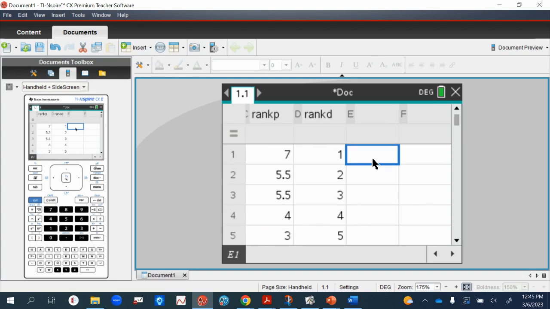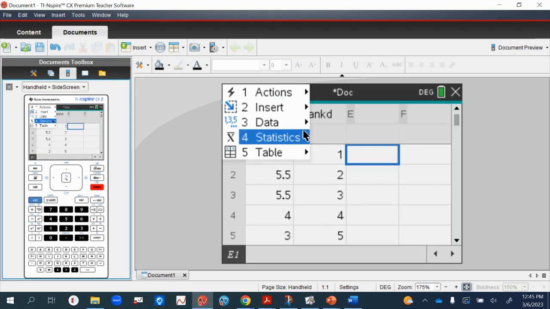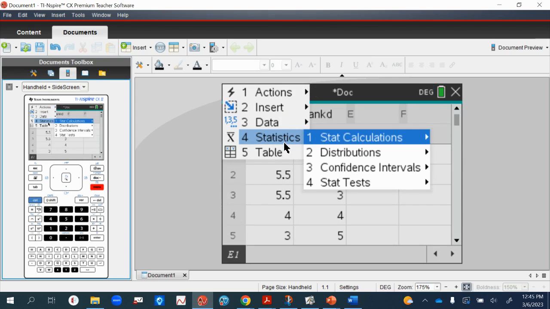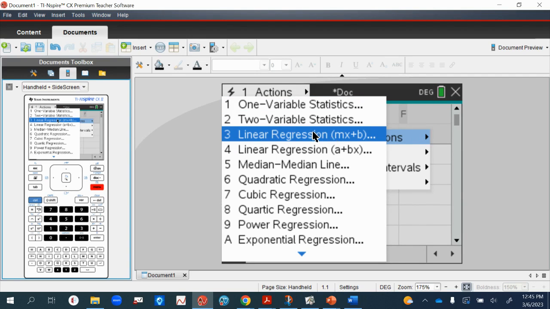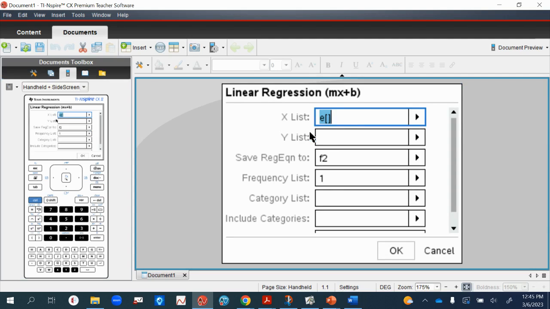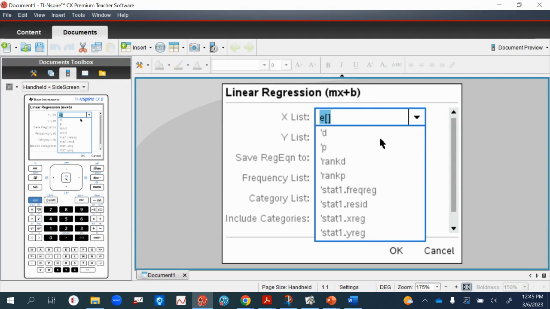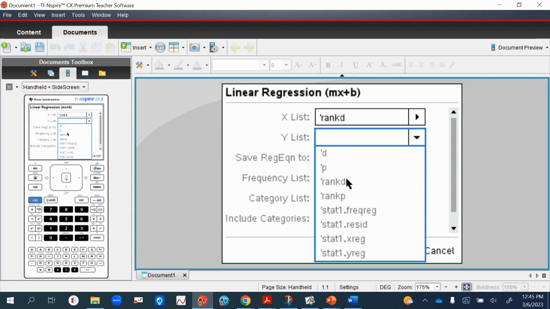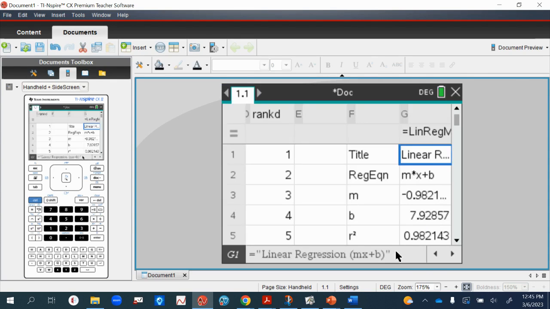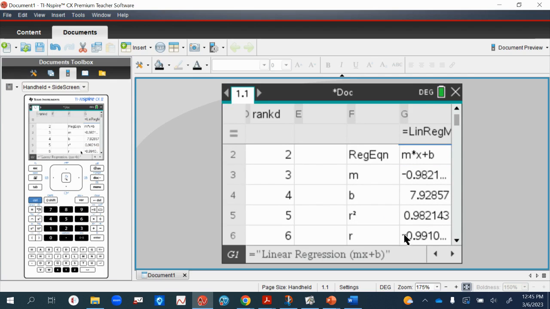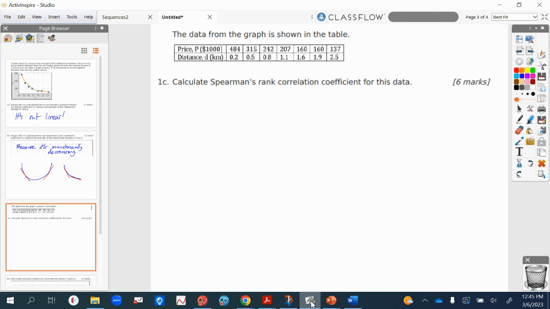And then what you do is you can go into an empty cell, and you can go into Actions. There you go. You go into Statistics, Stat Calculations, go into Linear Regression like we did yesterday. And this time you select the rank. So you select rank D, and rank P, and then click on OK. And what you get here, the R value this time, used with the rankings, gives you Spearman's rank. So it's minus 0.991, to 3 significant figures. So there we go, done.